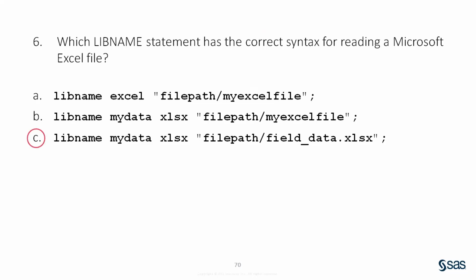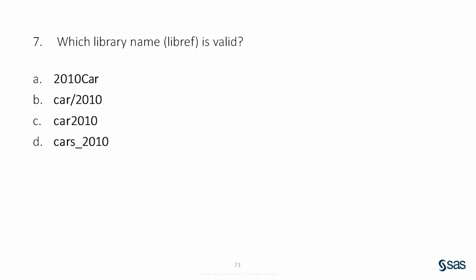Absolutely true. Which library name, libref, is valid? Libref date. E is not valid. 2 is not valid. 3 and 4, like C and D, both should be valid. So check the length. Only C is valid because it's not more than 8 characters. 1, 2, 3, 4, 5, 6, 7, 8, 9. Oh, yeah, it is 9. Right. Should have counted 9.